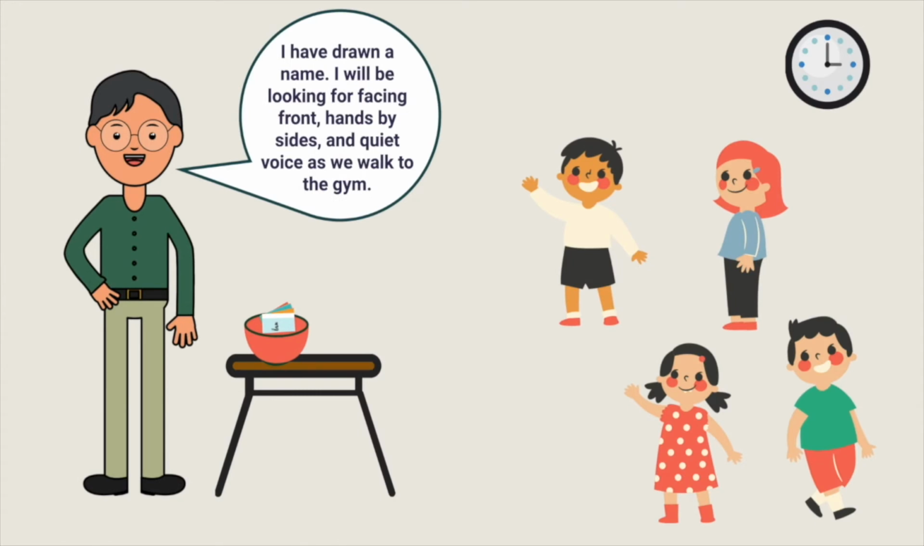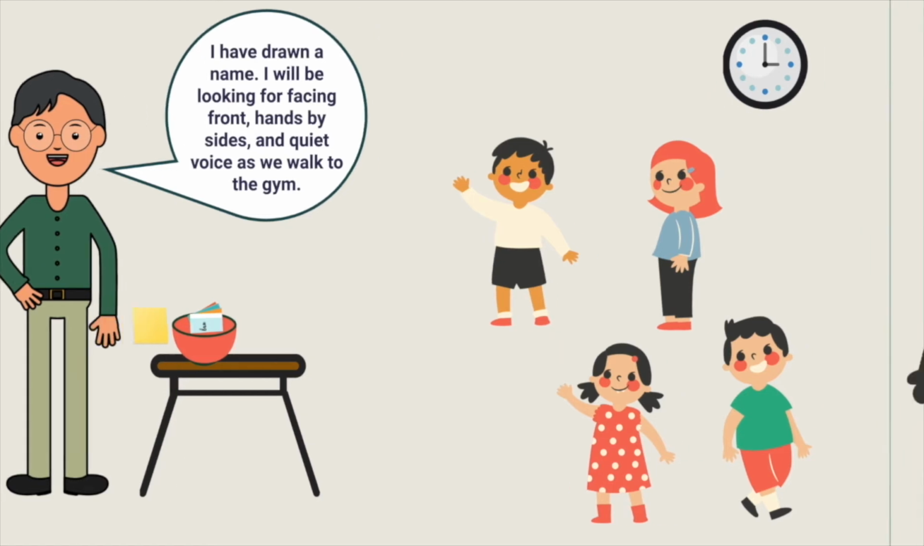When your teacher is ready to implement the system, he will tell you that a student has been chosen and remind you of what behaviors the student needs to show to be a class hero. The teacher will not tell your class who was selected. Here, the teacher draws a student name from the bowl. He says, "I have drawn a name. I will be looking for facing front, hands by sides, and a quiet voice as you walk to the gym."